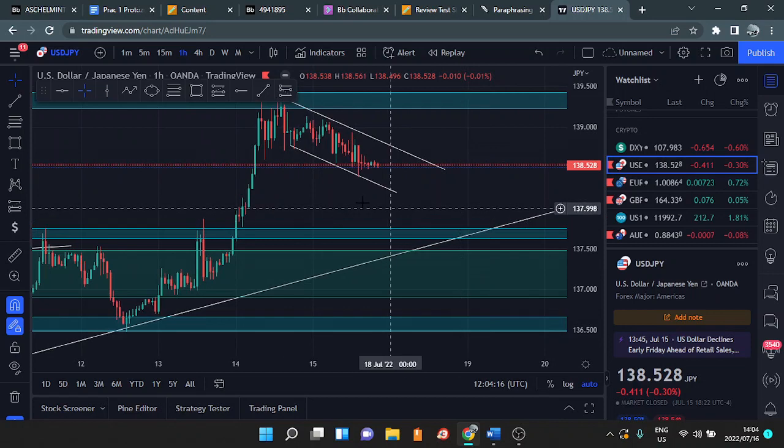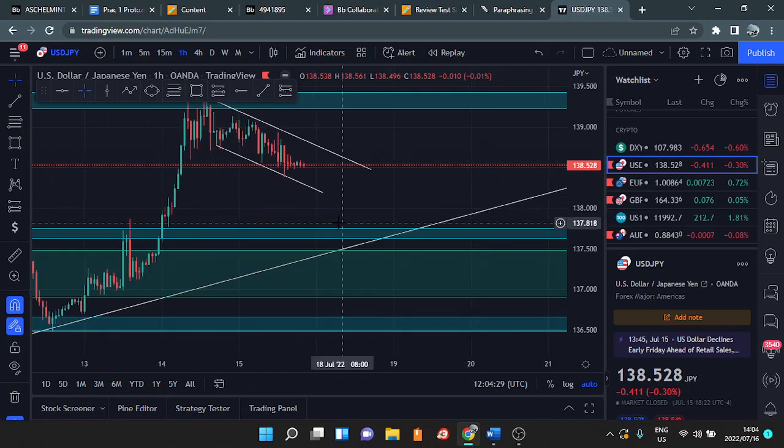As you can see, when it gets to this key here, it would be respecting also the previous higher high, also respecting this trend line of the 4 hour. So this is a good entry, guys.